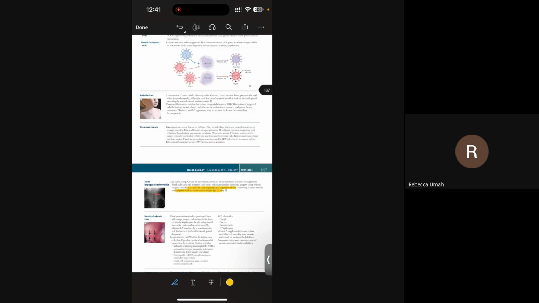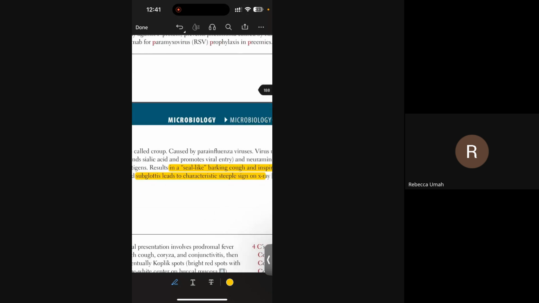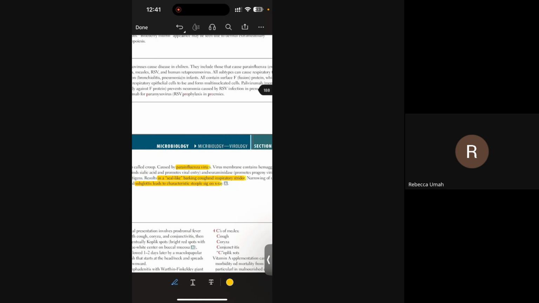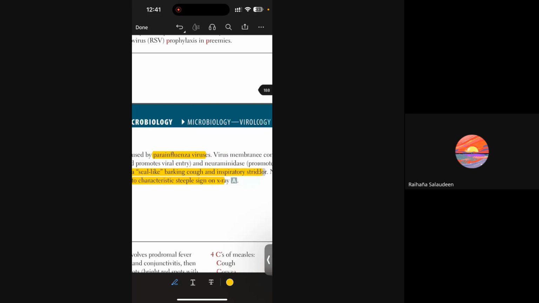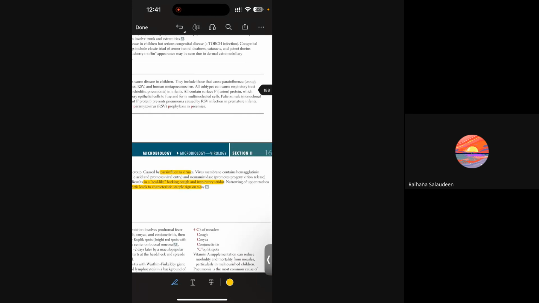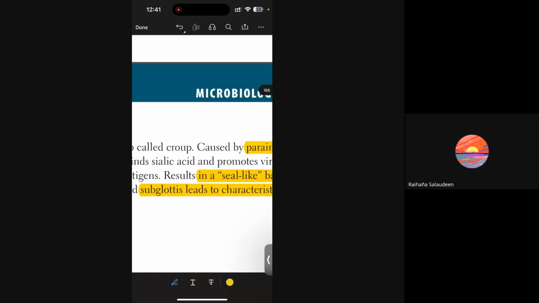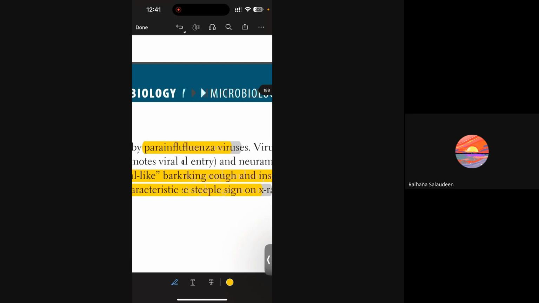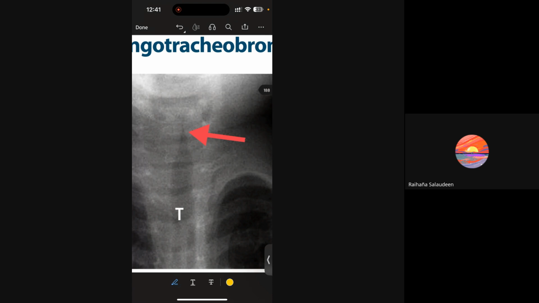Croup is caused by parainfluenza viruses. It results in a seal-like barking cough and inspiratory stridor. The obstruction is narrowing at the upper trachea, the subglottic area, which leads to the characteristic steeple sign. This is a steeple sign. See the steeple sign?